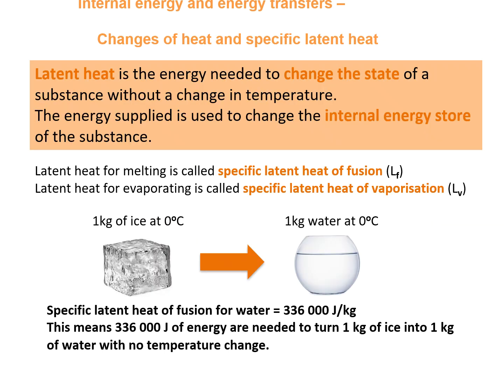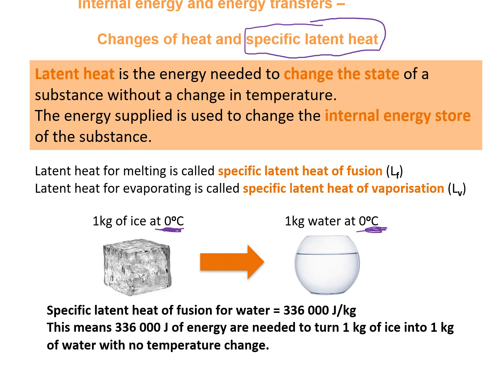Latent heat is different to specific heat capacity. The specific latent heat is the amount of energy needed to change the state of the material. So again, it's 1 kilogram, but the latent heat for ice is how much energy it takes to change it from a solid at 0 degrees, so the temperature hasn't changed.